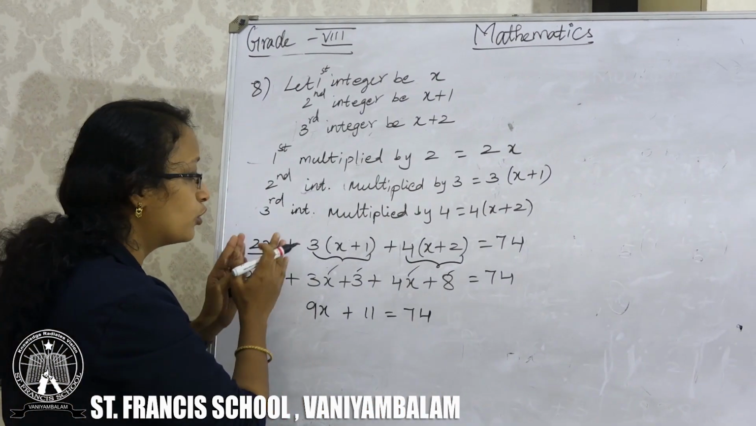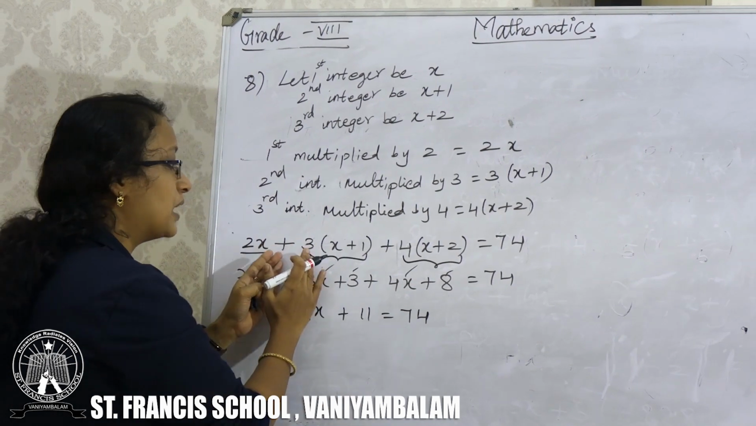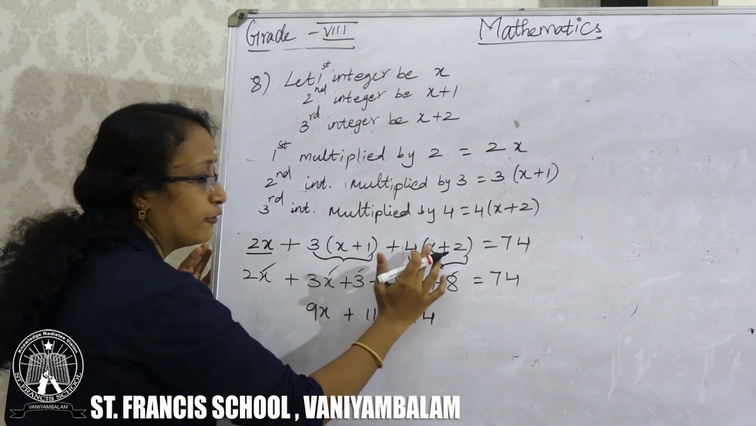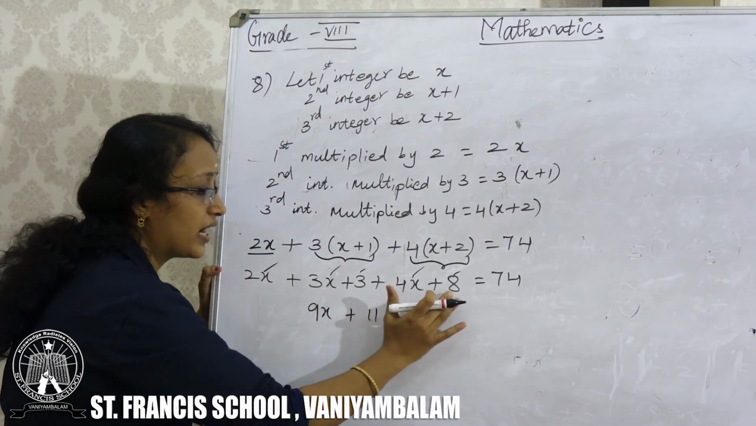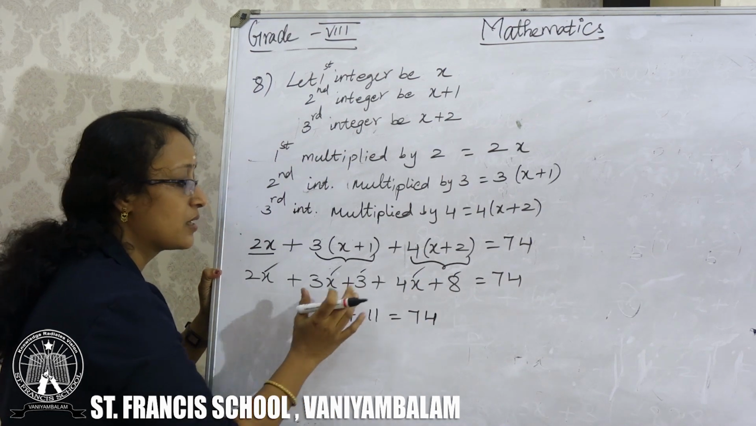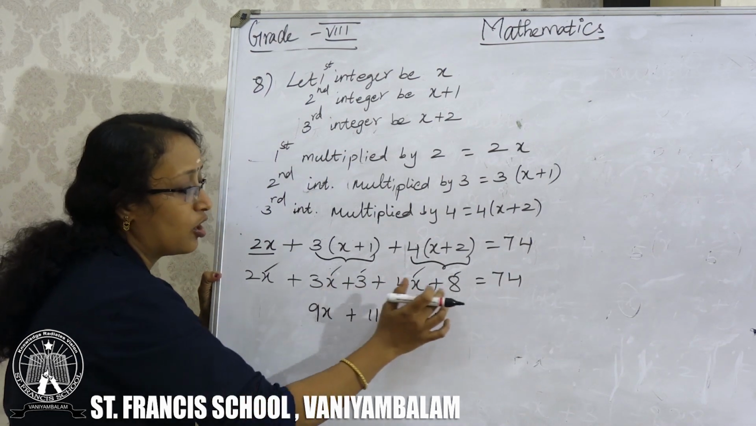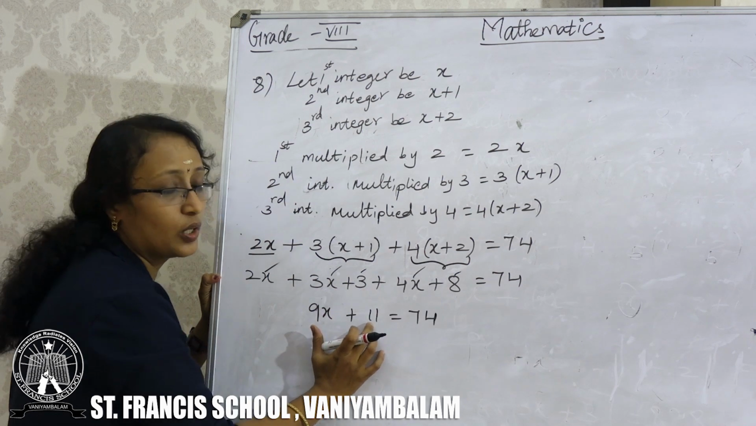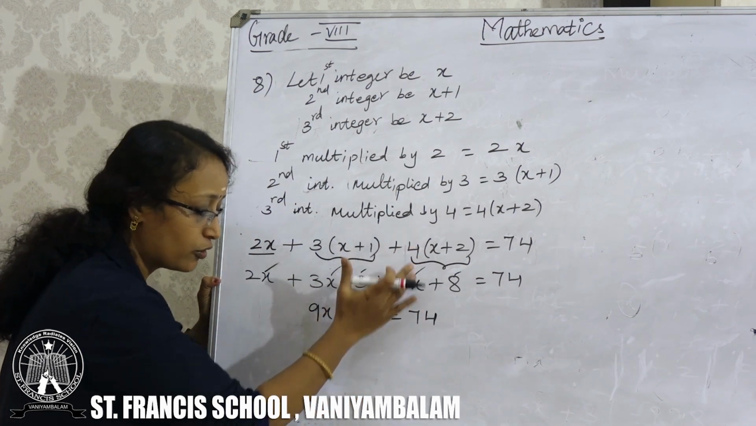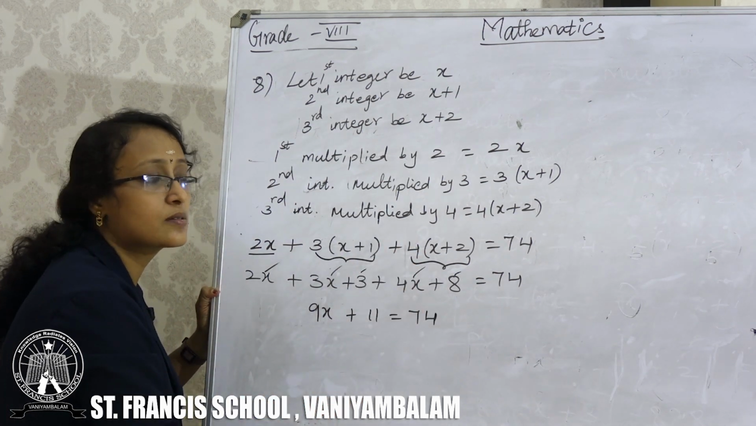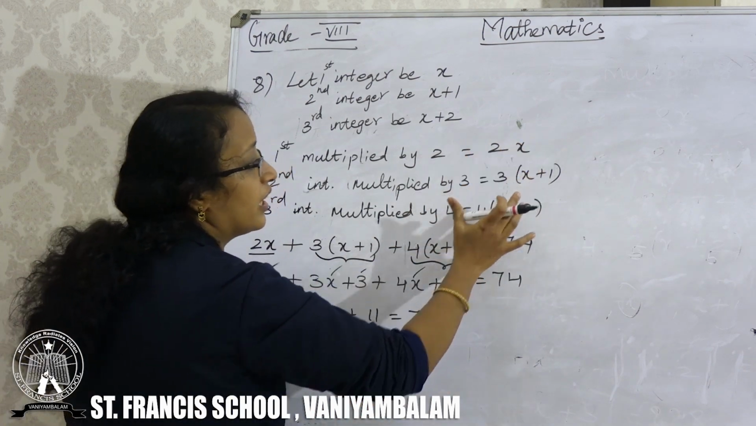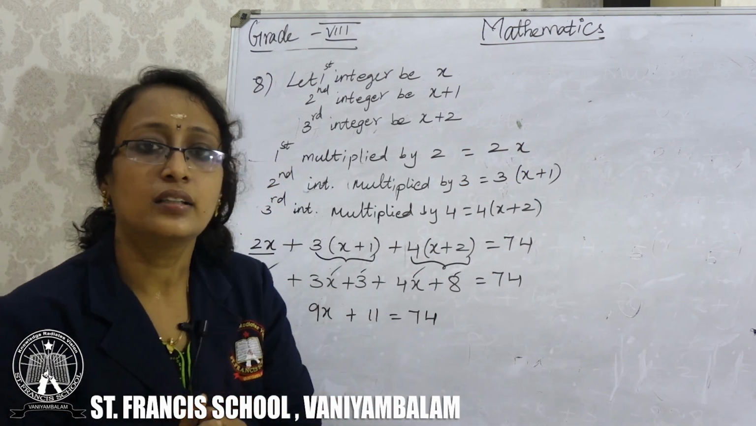So what do you have to do? Remove the brackets by multiplying 3 inside the bracket and 4 inside the bracket. You will get this. Add the like terms. First x, and then the constant terms. You will get 11 is equal to 74. Solve this, you will get the x value. Substitute here, you get all the 3 integers, right?